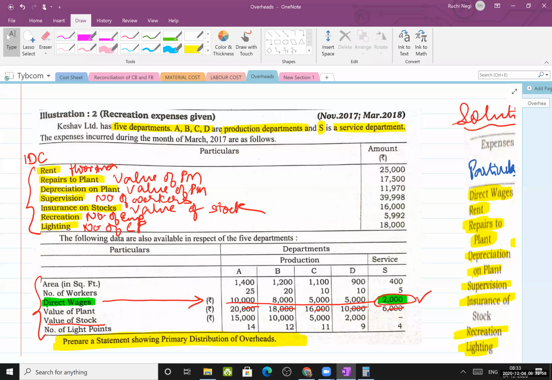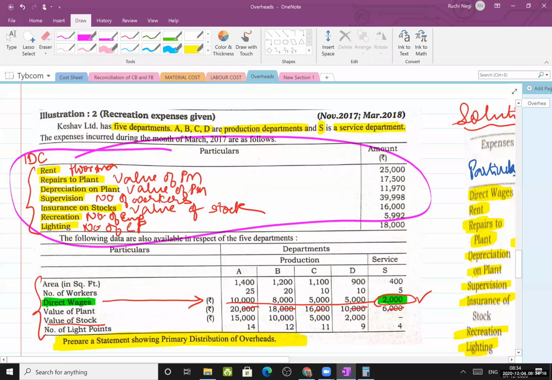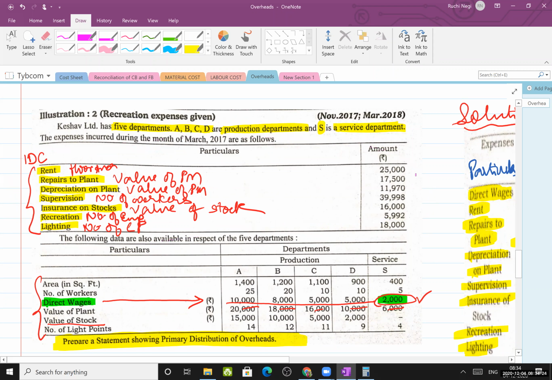Expenses incurred during the month of March 2017. ठीक है, तो ये देखो, ये सब आपका इनडायरेक्ट कॉस्ट है. रेंट, रिपेयर्स टू प्लांट, डेप्रिसिएशन ऑन प्लांट, सुपरविजन, इंश्योरेंस ऑन स्टॉक, रिक्रिएशन, लाइटिंग. Okay, so what is this? All this is your indirect cost. तो ये तो हमको लेना ही पड़ेगा ना, because we are doing overheads chapter. Okay, तो ये सब आएगा.